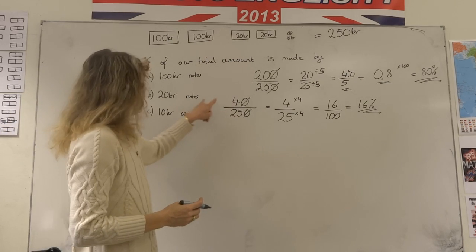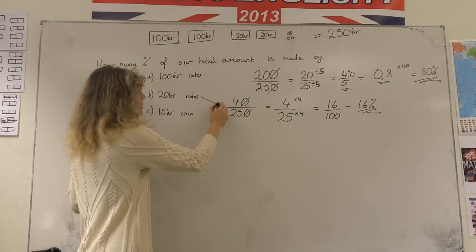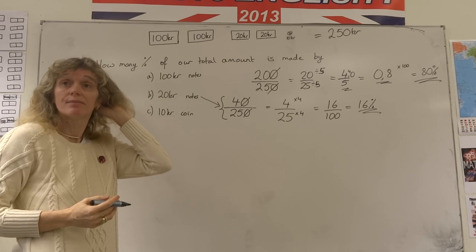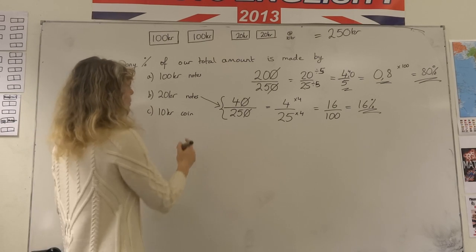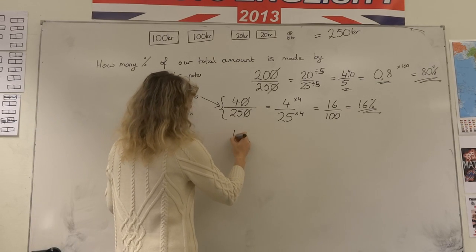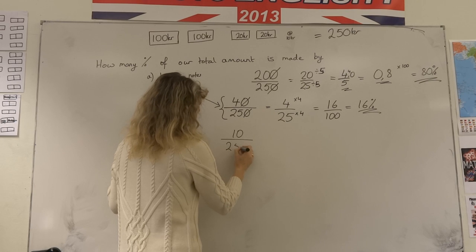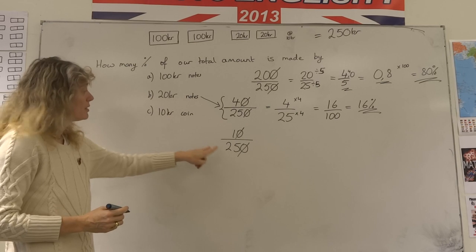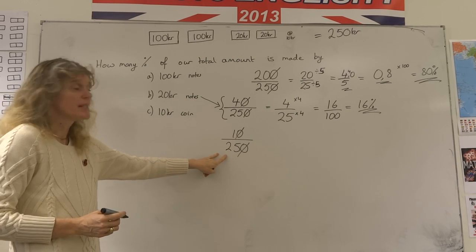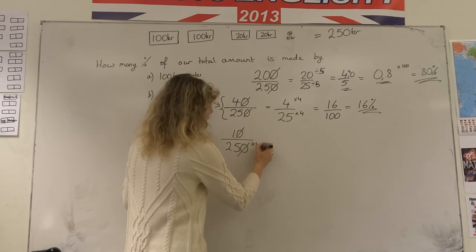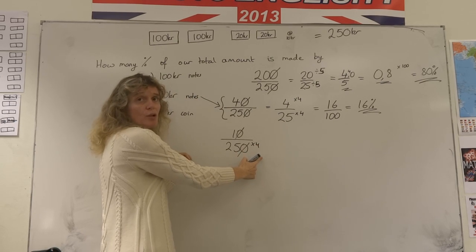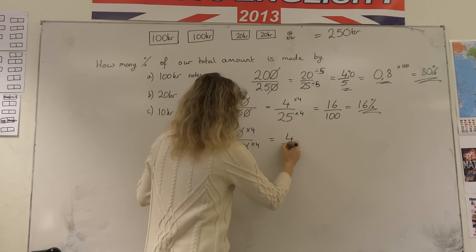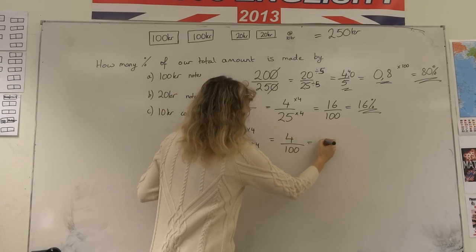So now we know that of our 20 krona notes, 16% of our total amount was made up of 20s. What about the 10 krona coin then? Well, here we'd get 10 kronas divided by 250. And we'd have the same rule as we had here. Much easier to convert this into percentage by just multiplying the bottom number by 4. It gives us 100 on the bottom. Gives us the answer directly. So we would get 4 100ths, which is 4%.